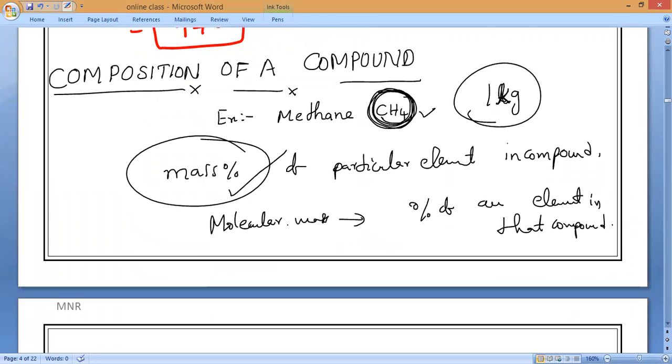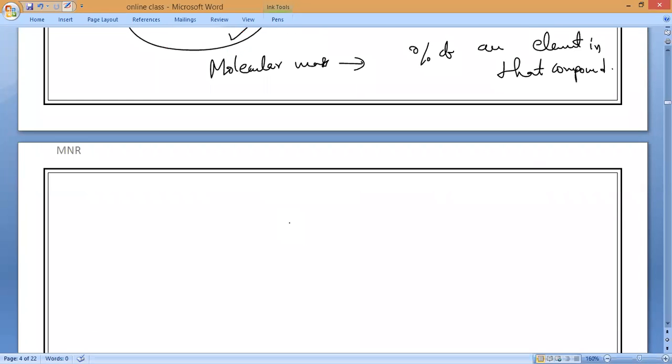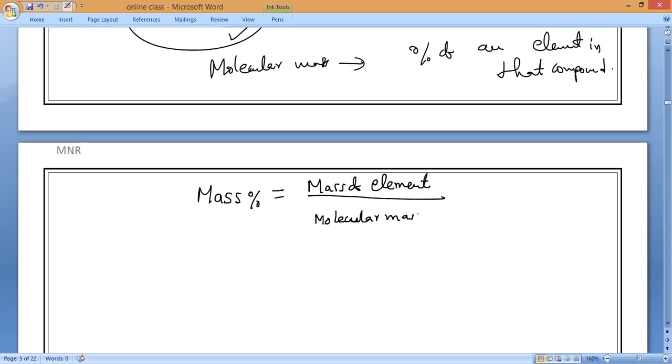Mass ratio. Okay. Now, what is the formula? I will teach you again the same thing which we studied in the second chapter. Can you tell me what is the mass ratio formula? There we studied solute and solution and all. Same thing here. So mass percentage is equal to mass of element divided by molecular mass of compound, into 100. That is the formula. Okay, everyone.